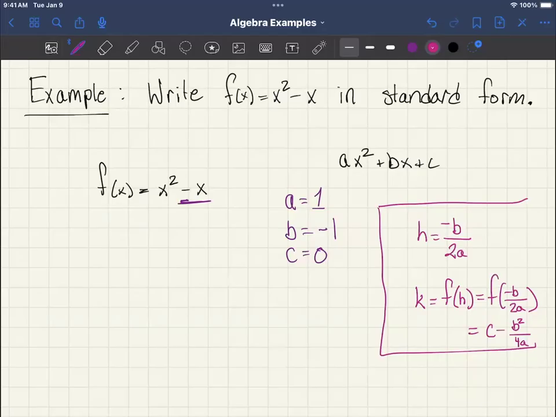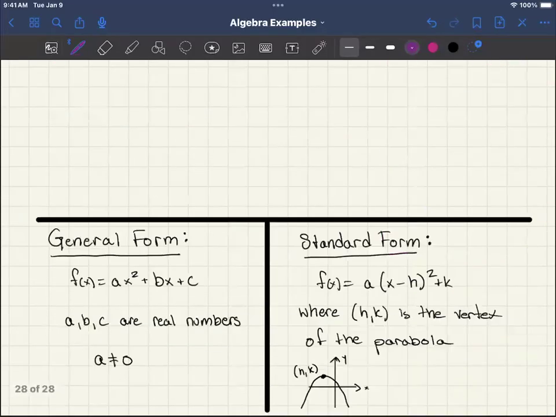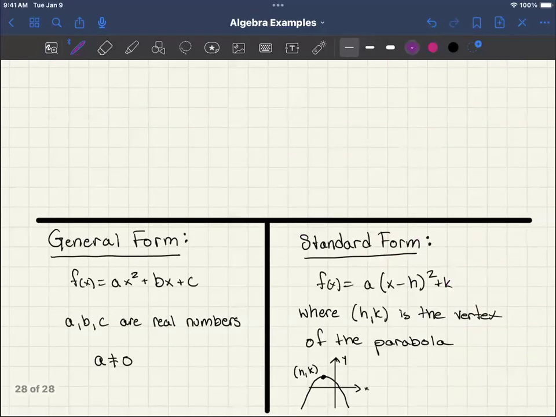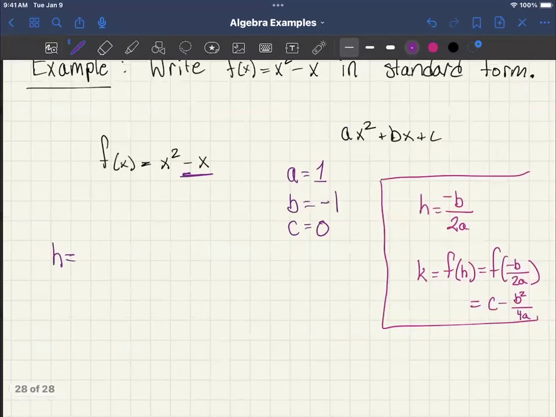Okay, going back to our problem, our first value that we're going to look for is the h, right? Because in our standard form, this is what we want. There are three variables, or three letters, in here that we need. We need an A, we need an H, and we need a K. We know what our A is because we were already given it. Let's figure out our H and our K using our formulas.